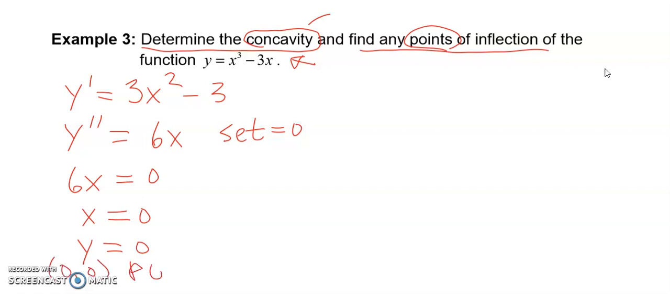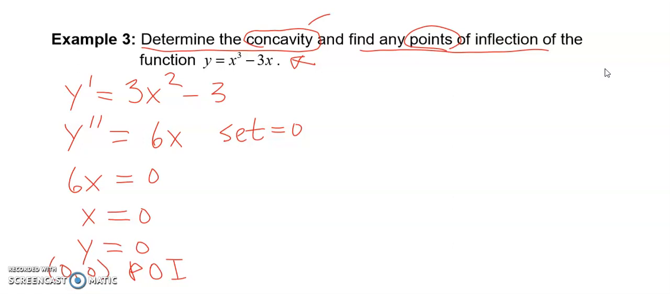I'll just put down P.O.I. for now, because I'm having trouble with my pen. So P.O.I., there's your point of inflection. So we have this part done. We have found the point of inflection. But now, what about the curve on either side? Is it concave up or is it concave down? I have not determined that yet.